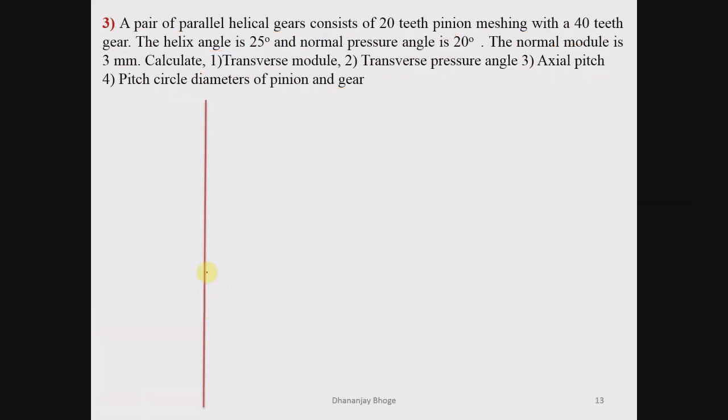This numerical is very straightforward. Everything is given. We have to just substitute the values in the equations and find out the values. So let us extract the data. Number of teeth on pinion and gear wheel. Small t is 20, capital T is 40. Number of teeth on pinion 20, number of teeth on gear wheel are 40. Normal module is 3 mm. So Mn is 3 and normal pressure angle is 20 degrees. So phi n is 20.